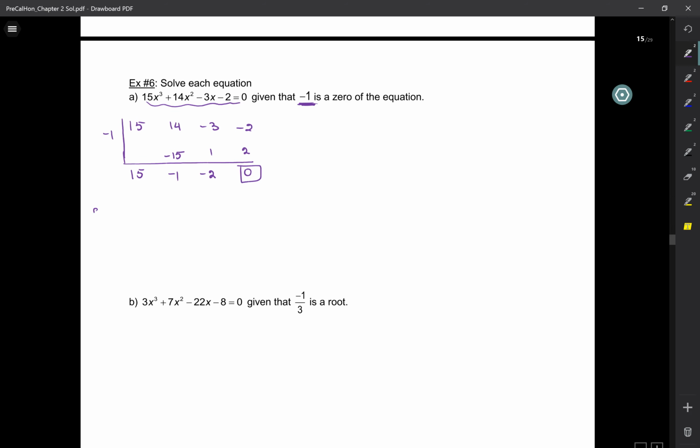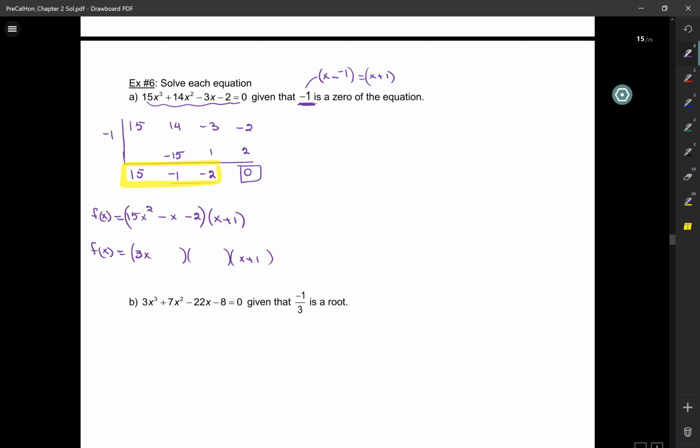Okay, so f of x is now this polynomial. By the way, this polynomial that we get after synthetic division is called a depressed polynomial. So here I'm going to get 15x squared minus x minus 2. So f of x is equal to this times, now if negative 1 is a 0, that means x minus negative 1 is a factor. So x plus 1 is a factor. So f of x is this times x plus 1. Okay? So now, can we factor this? Of course we can. So let's go ahead and do that.